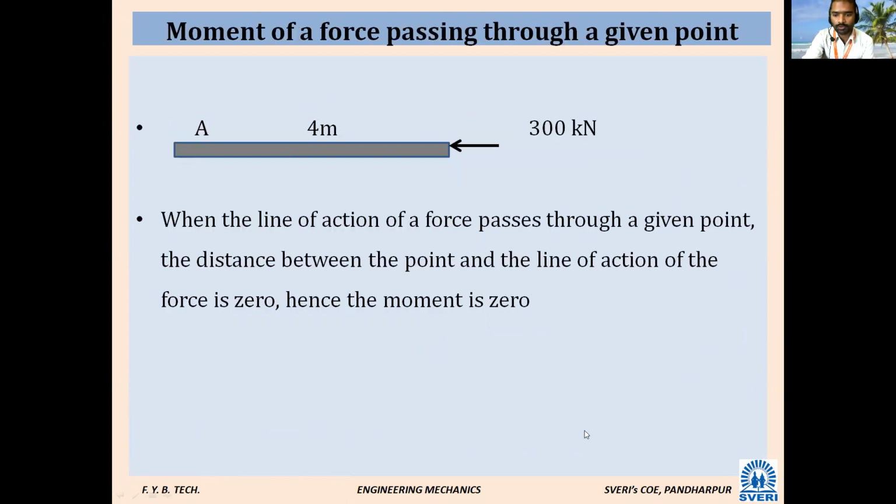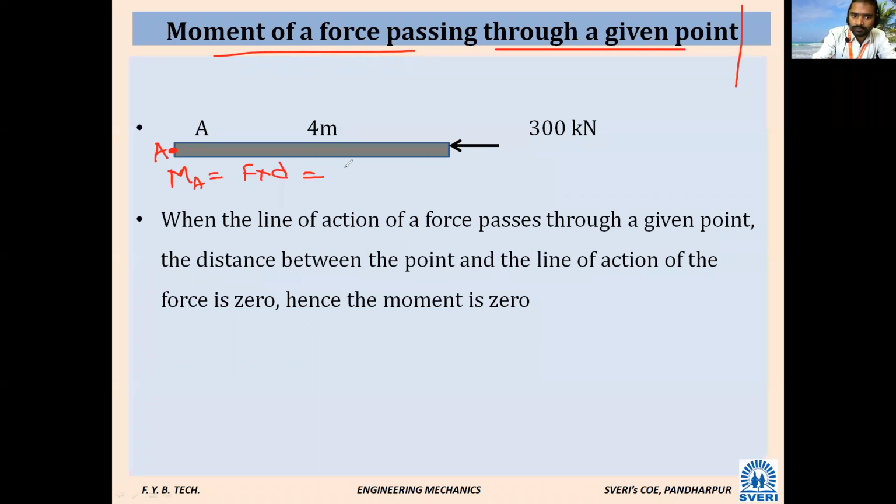See, this is one more problem. Find the moment of a force passing through a given point. So how to solve this problem? Don't write down anything, just concentrate on the problem. This is the point, point A. I need to find the moment about A. Moment about A is equal to, what is the formula? F into D. Correct.